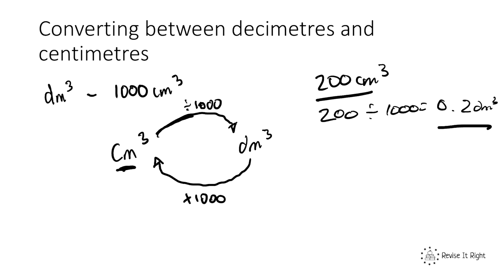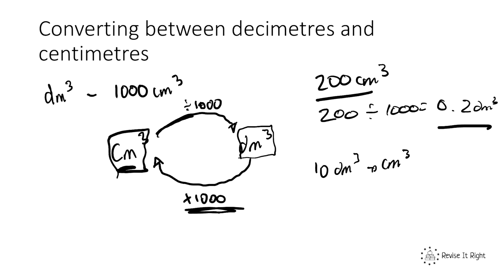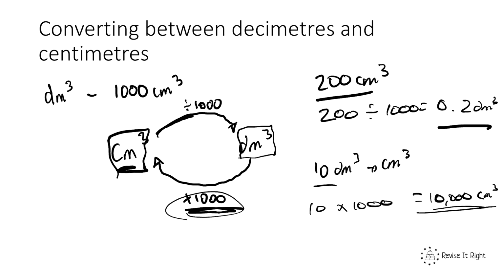Let's do one more. We have 10 decimeters cubed and we want to convert it into centimeters cubed. So how do we do that? To get from decimeters cubed to centimeters cubed, we have to times by 1,000. So 10 times 1,000 gives us 10,000 centimeters cubed. Just remember that to get from centimeters cubed to decimeters cubed, we divide by 1,000, and to get from decimeters cubed to centimeters cubed, we times it by 1,000.